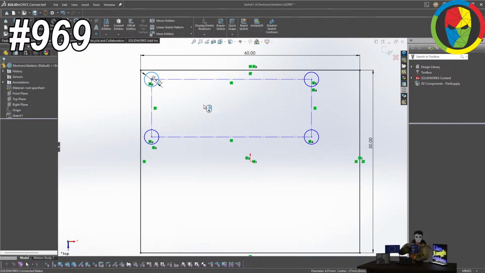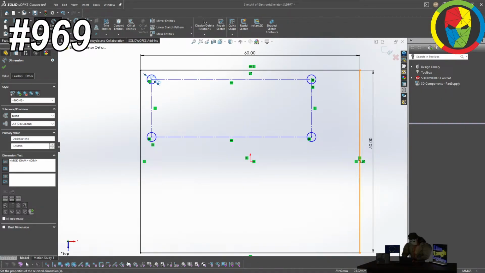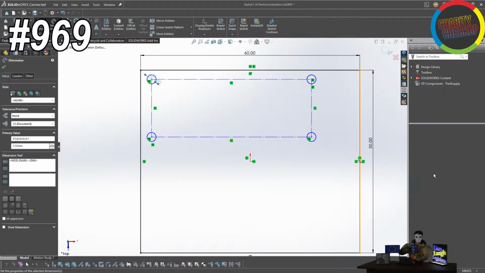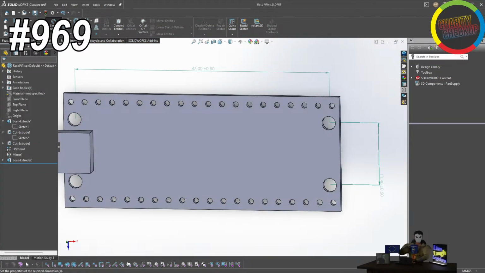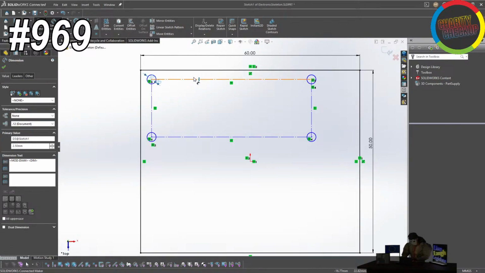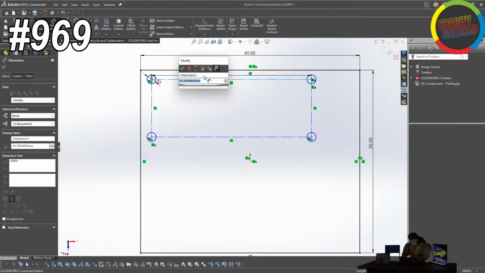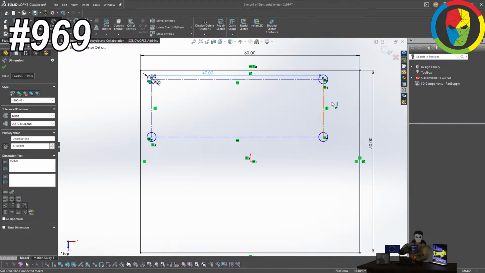Let's do 2.5. That's what I'm gonna guess this will be. And then, what was it? It was 47 and 11.4. 47 and 11.4. 47 and 11.4.